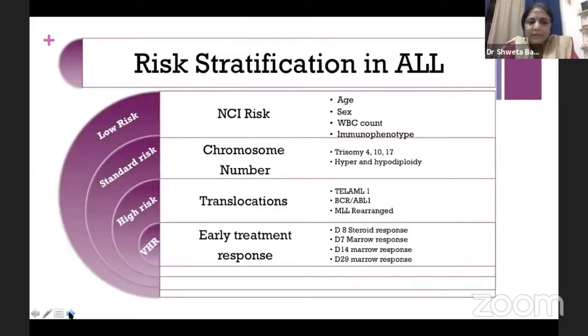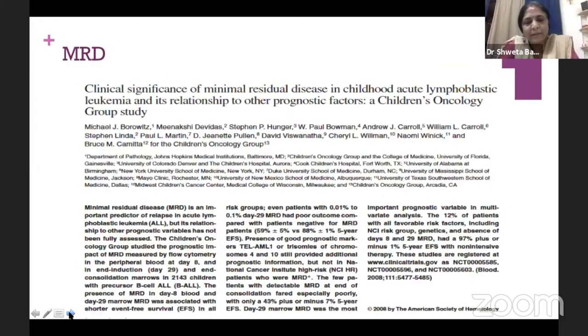So now we know that we have multiple risk features. We have NCI risk criteria, which is based on the clinical features. We have chromosome numbers, we have translocations, and we have early treatment response. And on that basis, we can define the various risk categories in ALL, which could be low risk, standard risk, high risk, and very high risk. Now, coming to the MRD, how MRD has helped us in defining further these patients or helped us in defining the treatment for these patients.